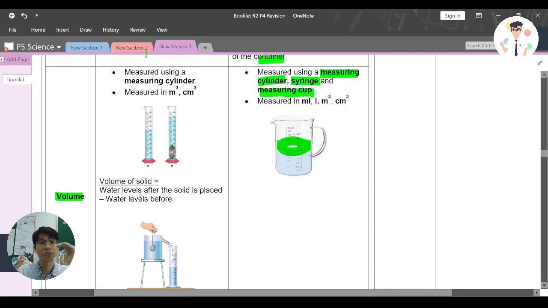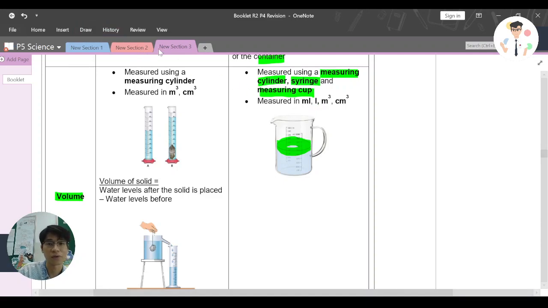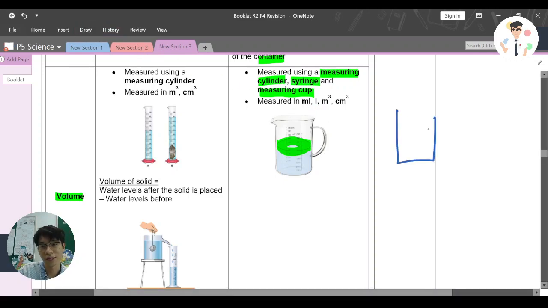When we observe, we must observe carefully. For example, if this is the reading, your eye should be looking like this, not like this. This is wrong, this is correct. So your eye must be level with that line. Again, as you know, there's ml, liter, meter cube, cm cube. It depends on the context.